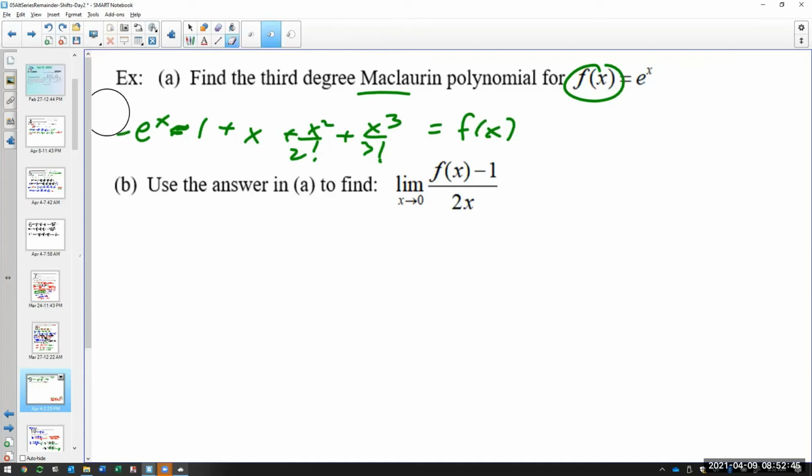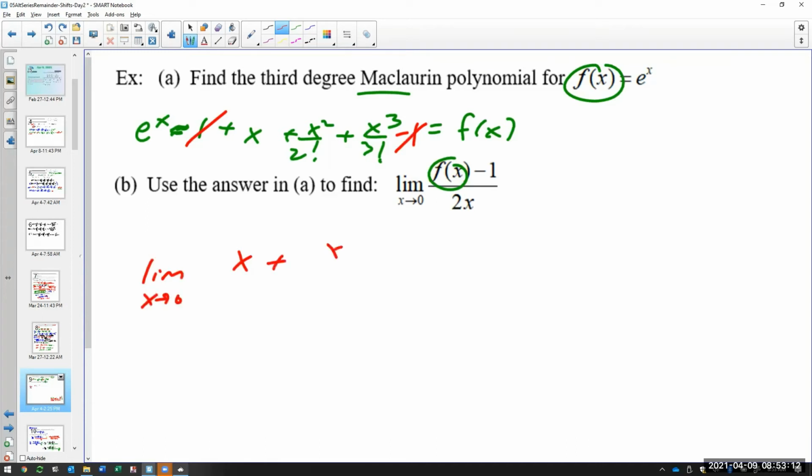So tell me what to do next. Subtract 1. Okay, so I'm going to take this f of x and subtract 1. You guys agree subtracting 1 just means tack it to the end. It's not subtracting 1 from every term, which for some reason students want to do. So do you see those cancel out? So I get the limit as x goes to 0, don't forget the limit, of x plus x squared over 2 factorial plus x cubed over 3 factorial, all over 2x. You guys with me so far?